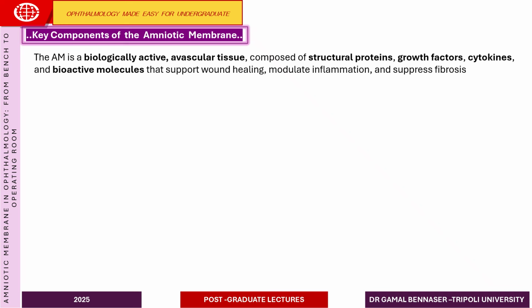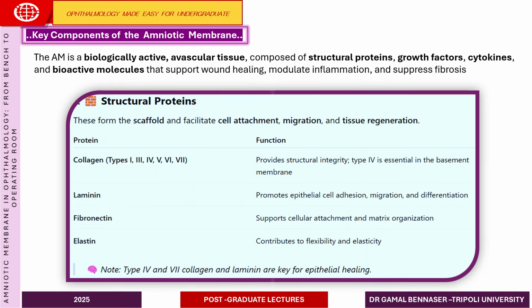Now, after we have spoken about the anatomy and the histology of the amniotic membrane, let's see what are the biologically active components of this membrane that make it a very important structure in the healing process and regeneration of the surface of the eye. The main components are proteins, namely the collagen. As you can see, different types of collagens are there. And laminin, fibronectin, elastin all contribute to the structural integrity of the membrane, also promote epithelial adhesion, migration, and proliferation, and they support the flexibility and elasticity of this membrane.